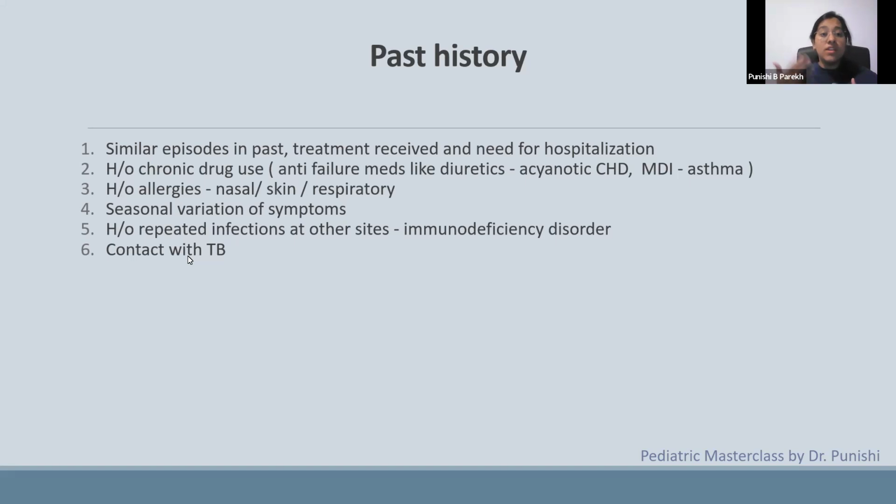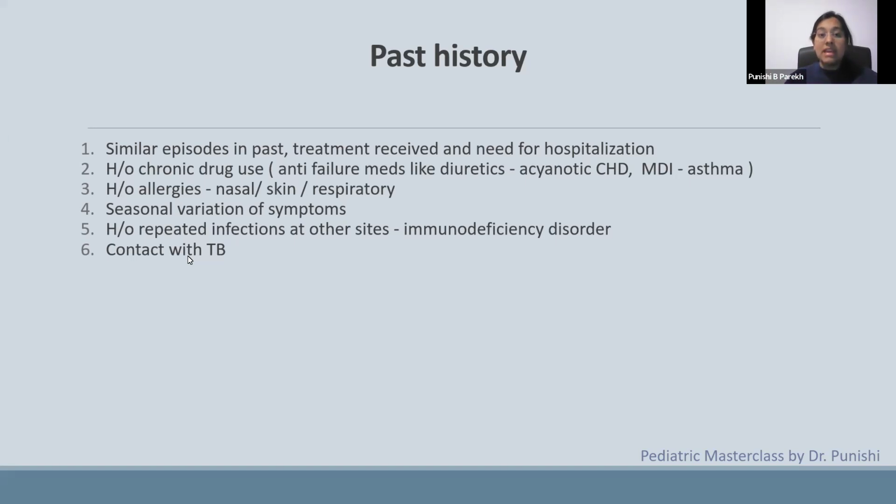Now, it's a history of chronic drug use. Let's say the child has asthma and he might be on MDIs or metered dose inhalers or the pump, like in layman terms, like the mother will give you a history. Or let's say the child has an underlying acyanotic CHD.